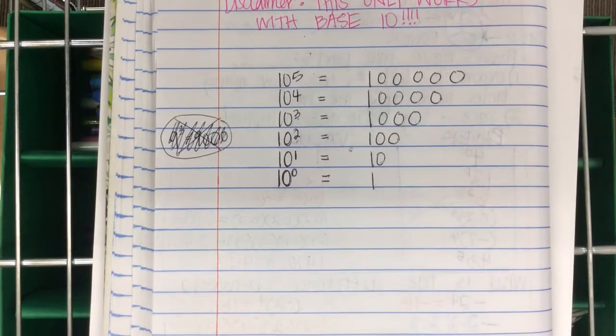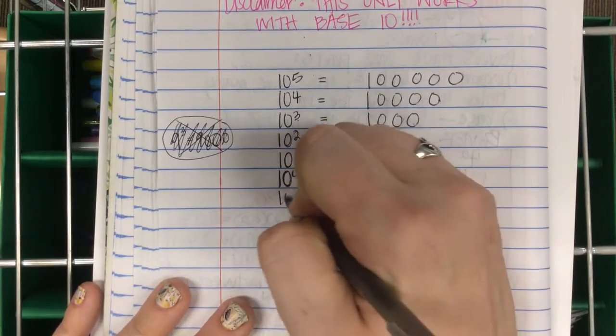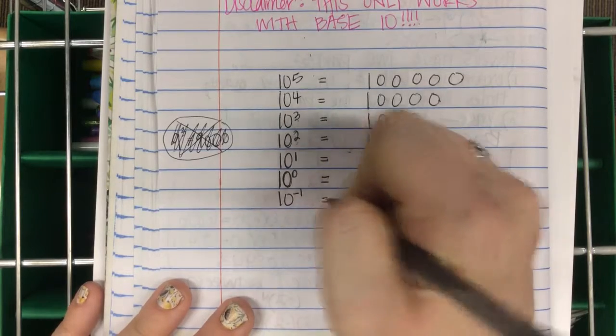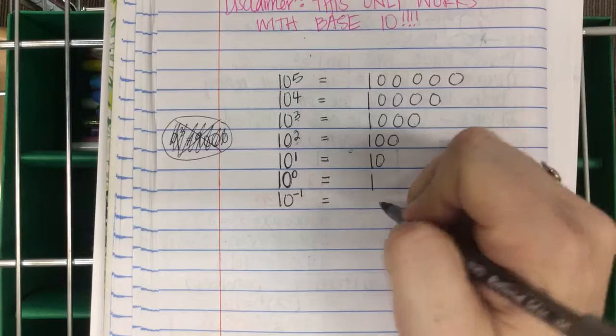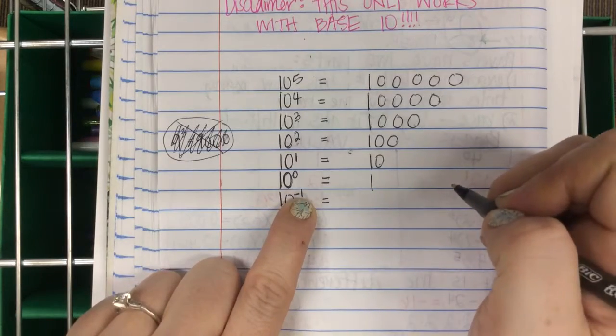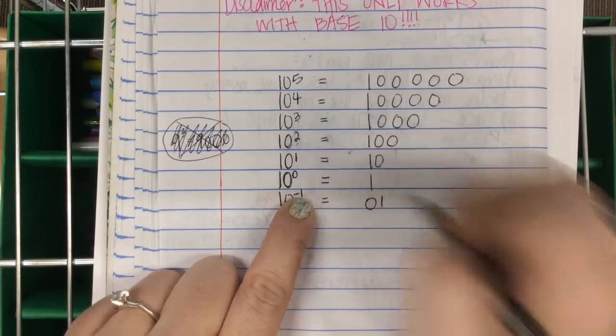So now let's take it a step further. If it had 6 zeros, it would be a power of 6. If there were 4 zeros, it'd be a power of 4. If it was a power of 2, there's going to be 2 zeros. What do you think happens if it's a power of negative 1? Alexis? It will become a decimal. There's still 1 zero, just negative. It just goes the other way.